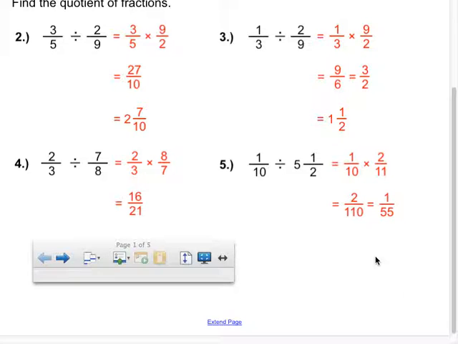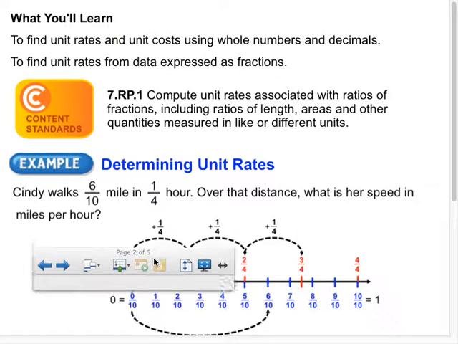Got it? Pretty easy review. I feel like everybody's felt really comfortable with this material today. So let's go to what we're working on.